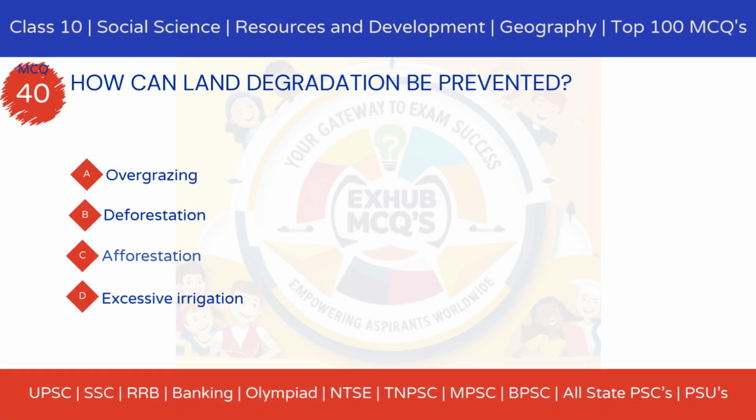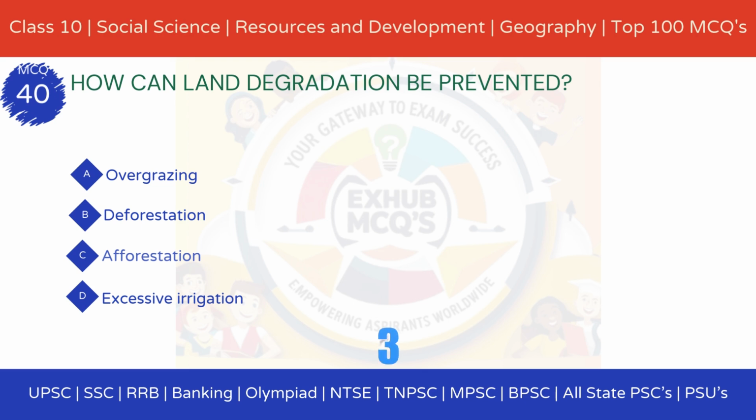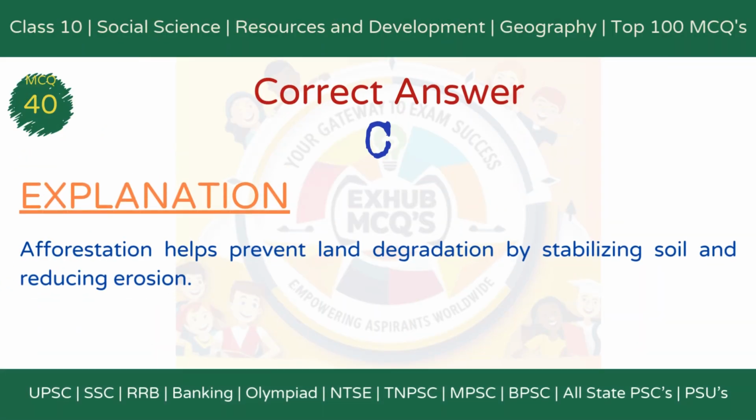Q40. How can land degradation be prevented? Option A, overgrazing. Option B, deforestation. Option C, afforestation. Option D, excessive irrigation. The correct answer is option C, afforestation. Explanation: Afforestation helps prevent land degradation by stabilizing soil and reducing erosion.